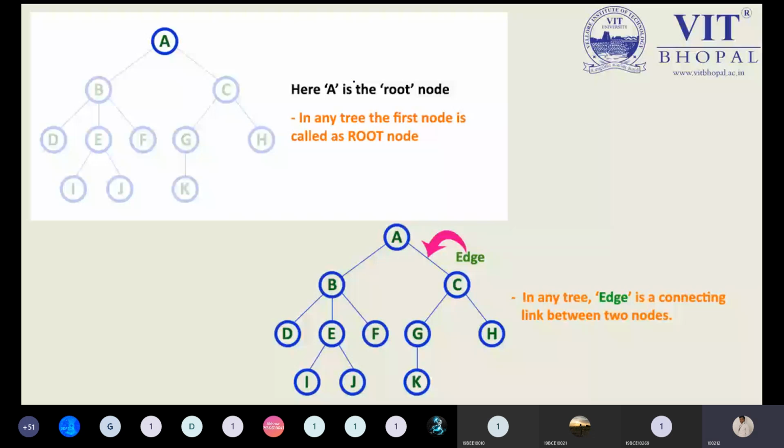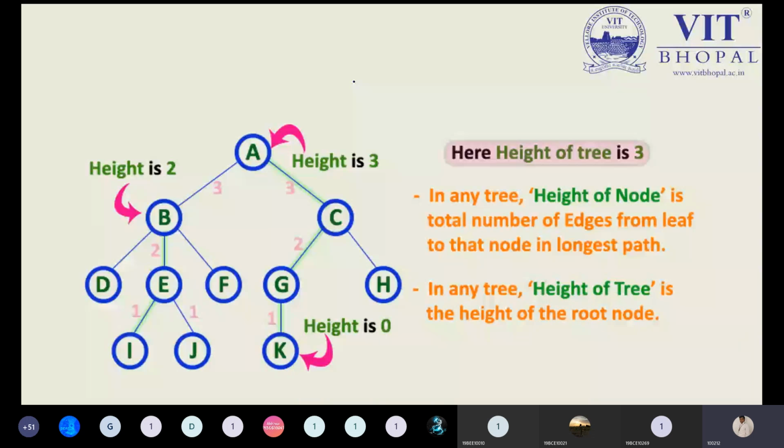So I'm just skipping the slide. Now here the height of the tree will definitely be 3. How to calculate it, we have done. From this diagram, you can see that in any tree, the height of a node is the total number of edges from the leaf, the longest or farthest one, to that node. And in any tree, the height of the tree is the height of the root node. So you can easily calculate it anywhere. So height is 0, height is 3, height is 2. Each and every node has its own height. Again, I'm just moving to another slide because this part we have already covered through an example.